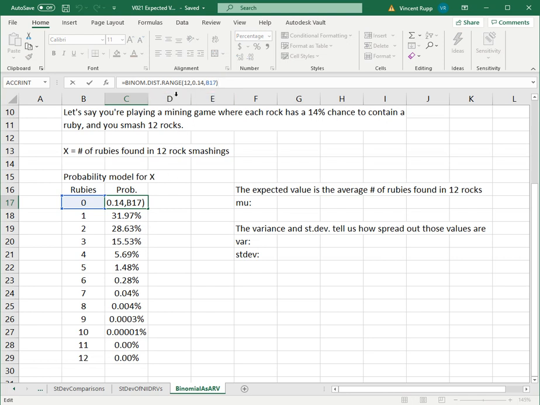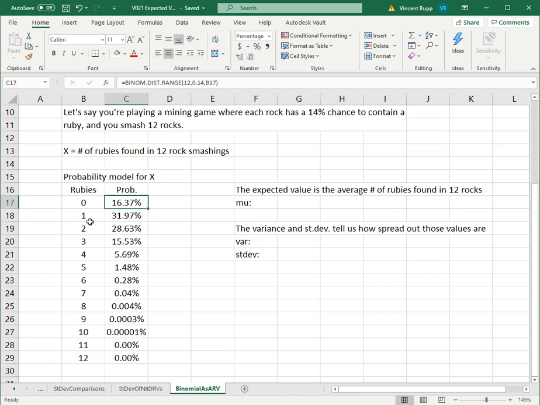The first argument was 12 trials. The next one is 0.14 chance of success. And then the value x or k or whatever you're calling it is just this number here. So you come up with this probability model basically just by copying this down. And we saw this in GeoGebra as well. It'll automatically generate that for us.